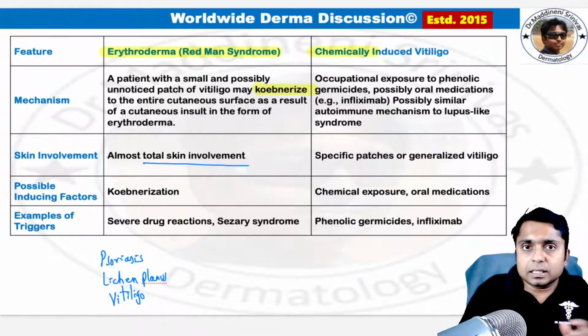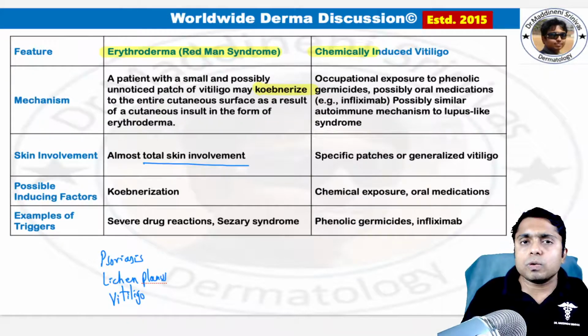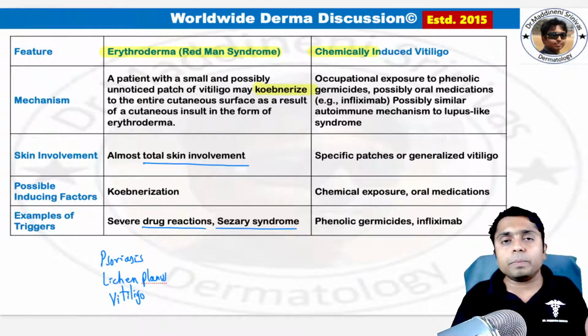And what are the triggers for erythroderma? There are many. The most important one is eczema. There can be psoriatic erythroderma also. Other drug reactions and Sézary syndrome could also be the triggers.